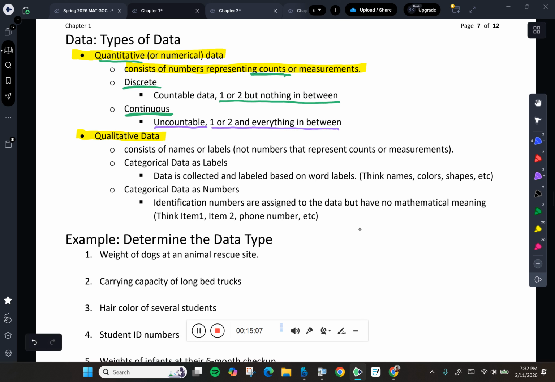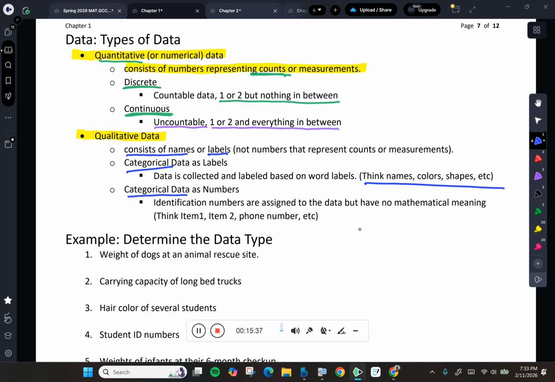The other type of data is qualitative. Qualitative data is names or labels. So when you think of qualitative data, think color, shapes, that kind of stuff. And we call that categorical data. So what's your favorite color? What's your eye color? What's your hair color? Things like that.